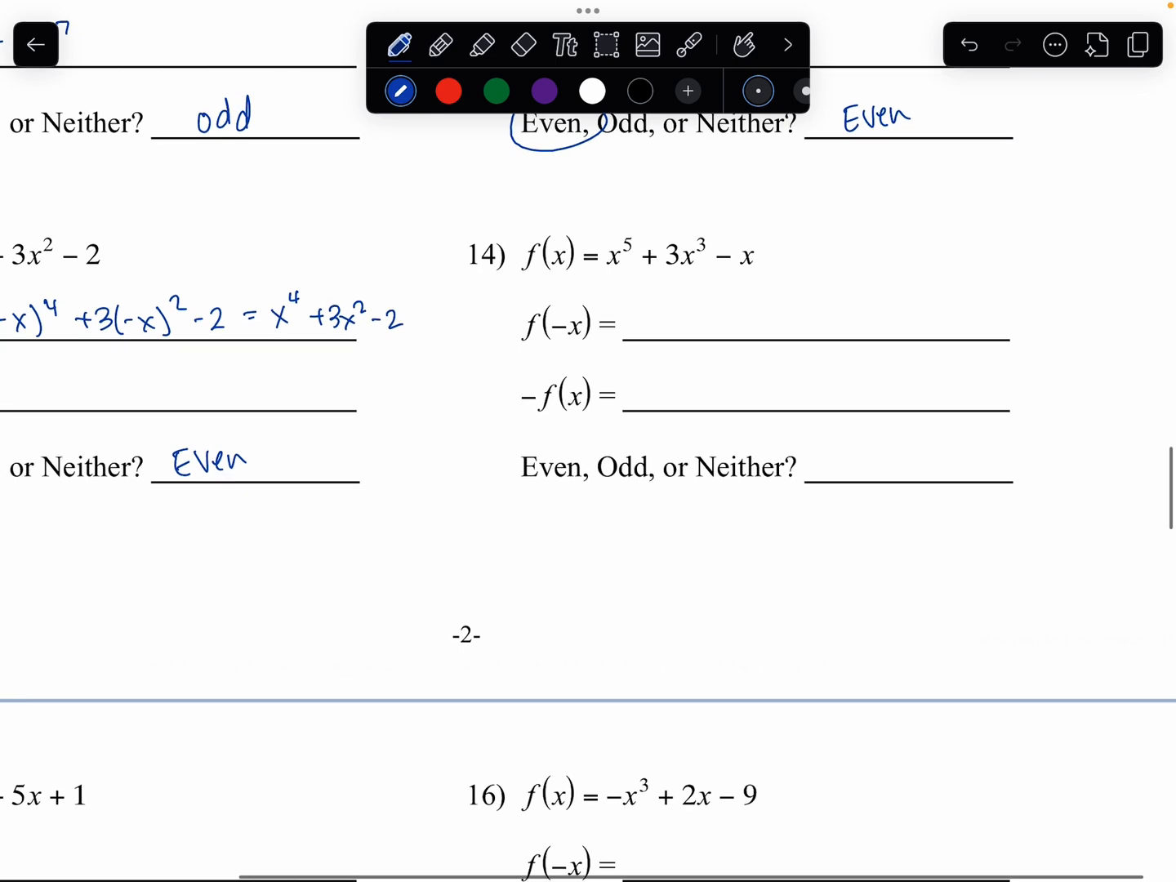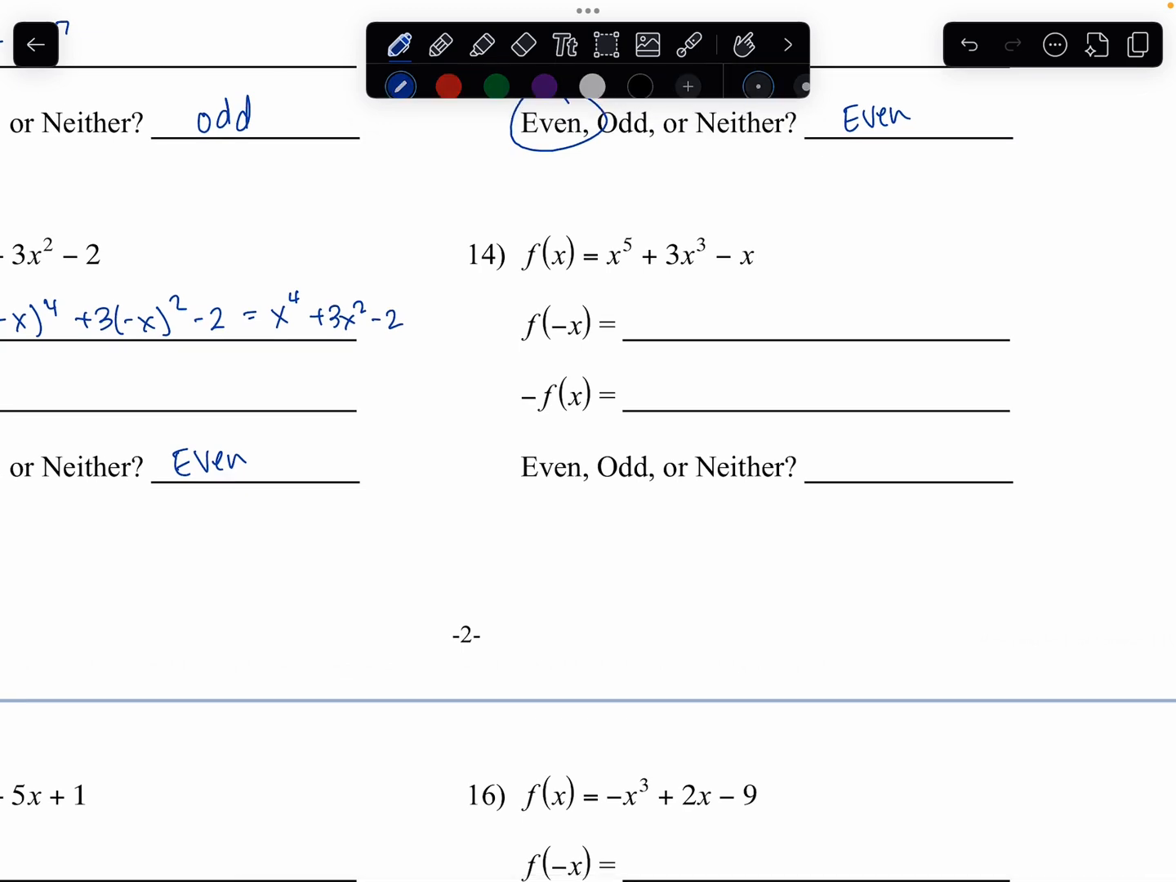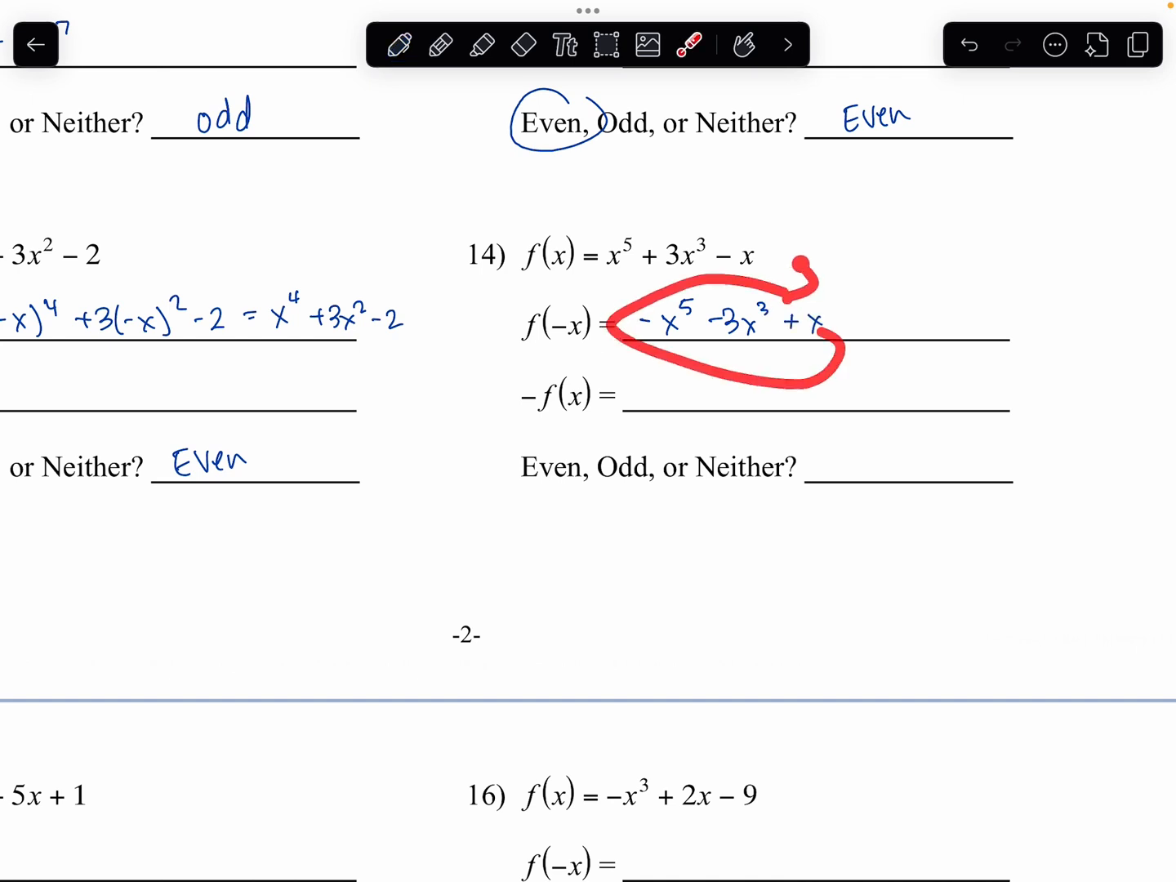For 14. Okay, for this one right here, we plug in negative x. I'm going to be a little bit quicker about it now. If I plug in negative x, that will change that to be negative x to the 5th. That will change that one to be negative 3x to the 3rd, and that will change that to be positive x. So we know that these are not the same, so it is not even.